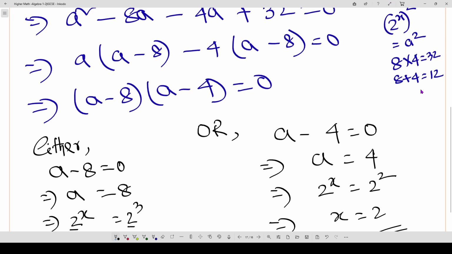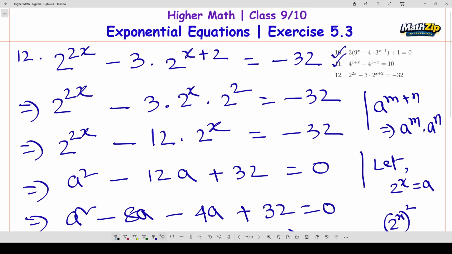So finally, in this chapter, exercise 5.3 has been done. Number 12 completed.